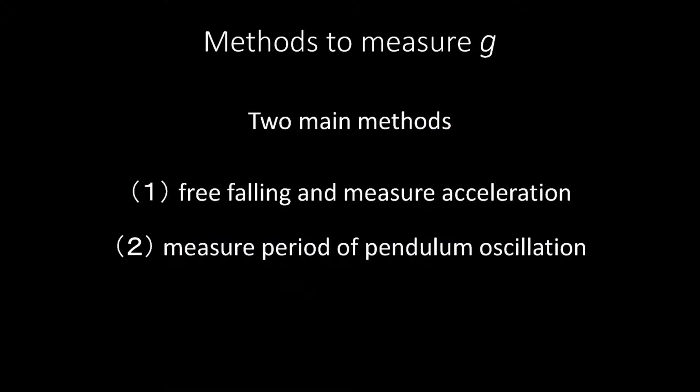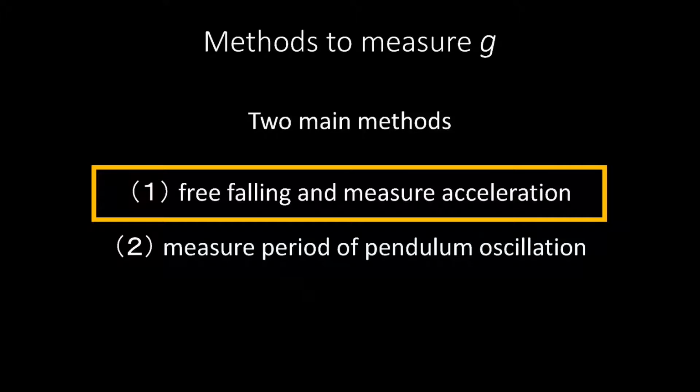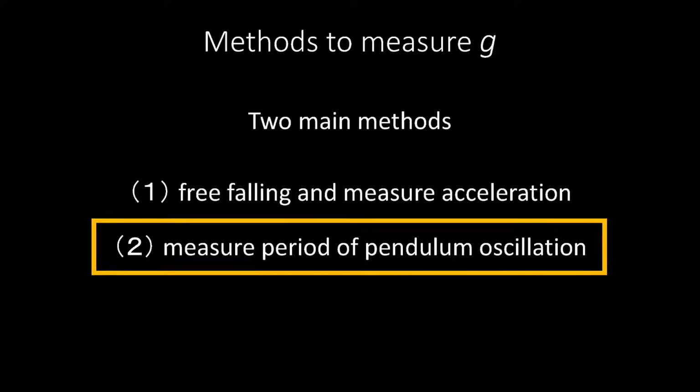There are two main methods to measure gravitational acceleration. One is to let the object fall freely in an environment where air resistance can be ignored, such as in a vacuum, and measure the acceleration directly. The other method is to measure the period of a single pendulum to indirectly determine the acceleration. In this experiment, we will use the second method.